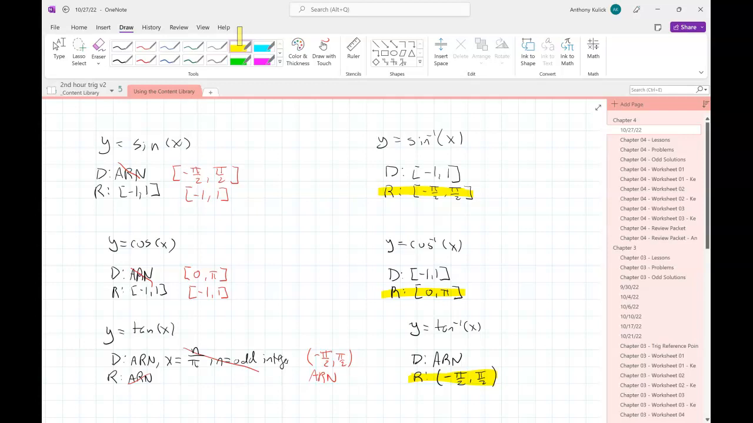Matthew? For the tangent, all real numbers. x equals, what does that say? n pi over 2, where n is equal to an odd integer. But that all doesn't matter. We just restricted it down to one period.